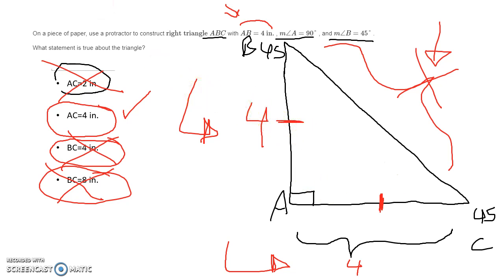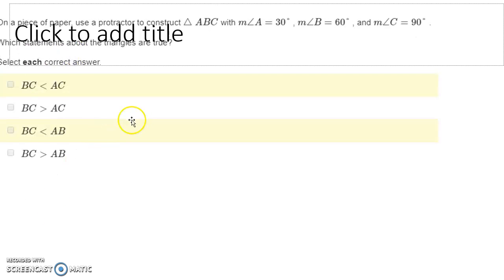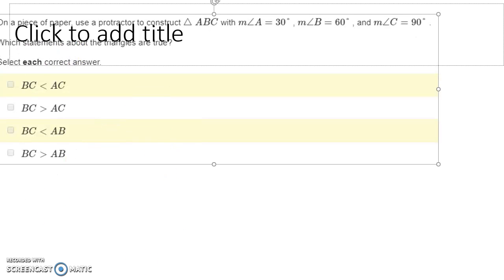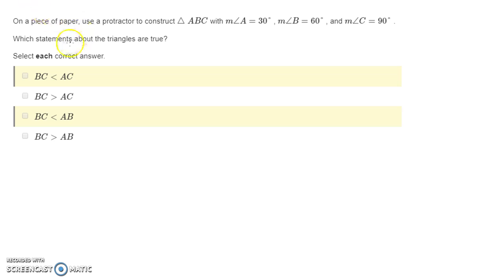Okay. One last one. Copy and paste. Alright, so this one I couldn't take the answer choices off of it, so you can see them already, but that's fine.